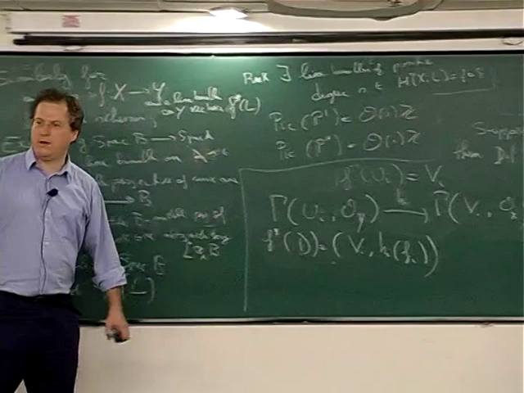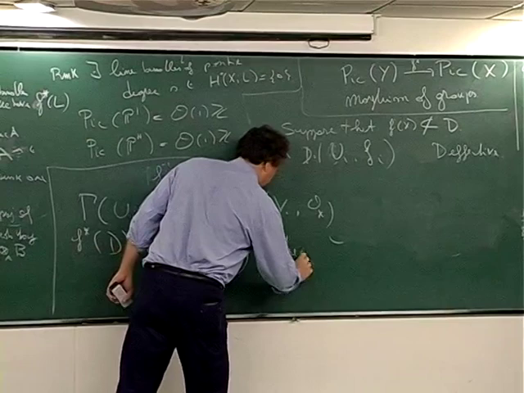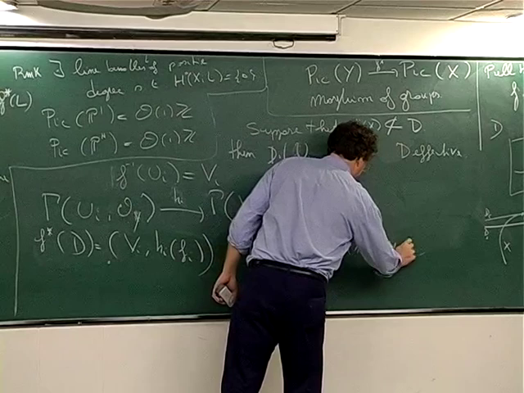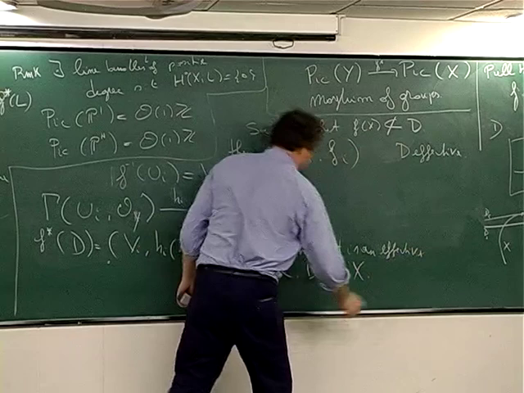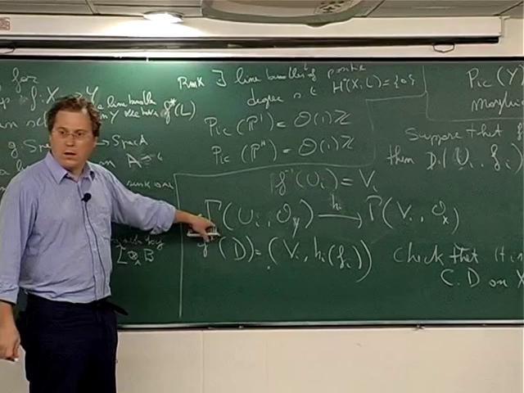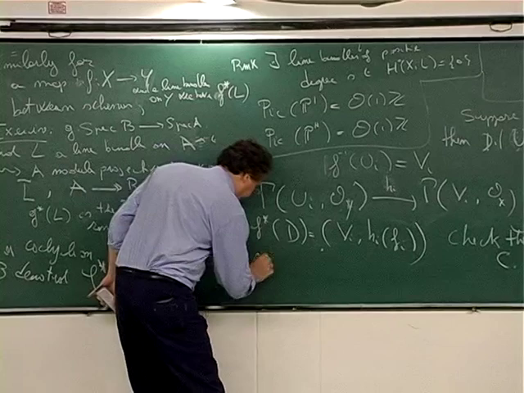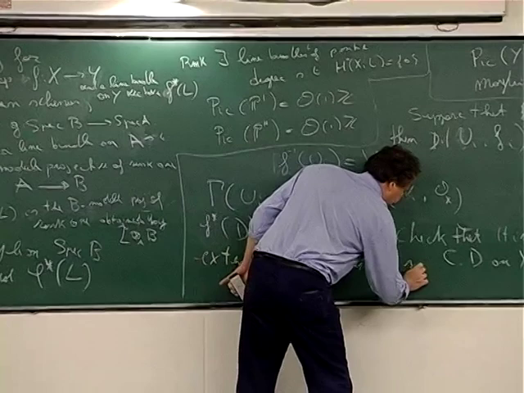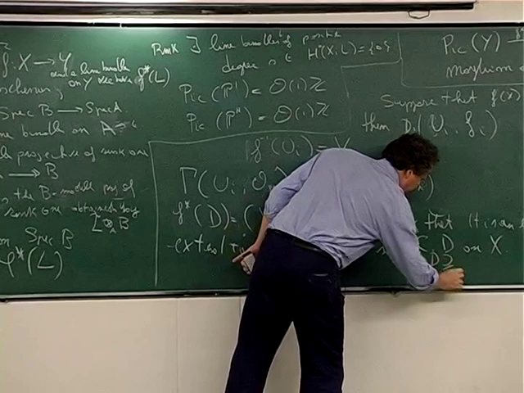And you can check that this is an effective Cartier divisor on X, and you can use fraction fields, fraction rings, to extend this to every divisor such that the support of D does not contain f(X).